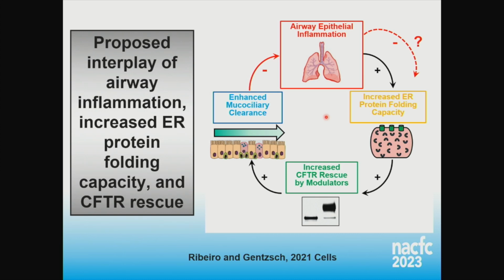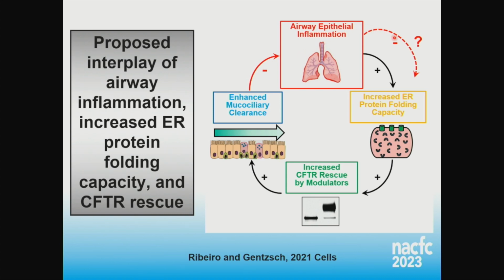So altogether, this led us to propose the following interplay between airway inflammation, increased ER protein folding capacity, and the CFTR rescue. We start with a high level of airway epithelial inflammation that would lead to an increased protein folding capacity, as we have shown in vitro. That would lead to an increased CFTR rescue in presence of the modulators, and that obviously should lead to an enhanced mucociliary clearance. But now, as the mucociliary clearance is more efficient, that should lead to a decreased airway inflammatory condition, because now the noxious stimuli are all being flushed away.